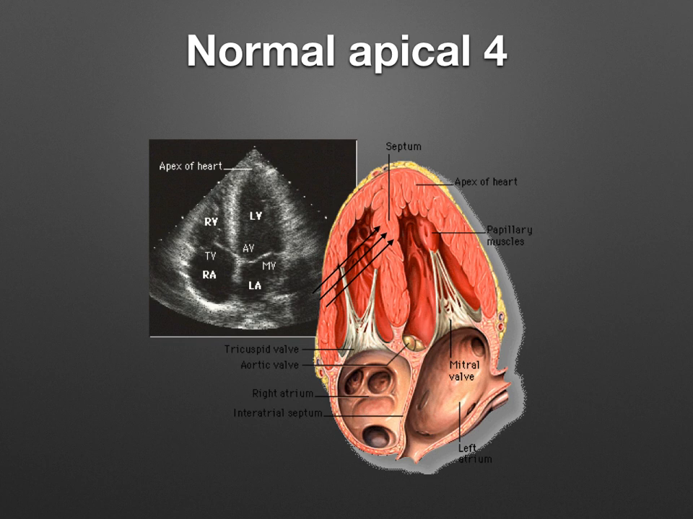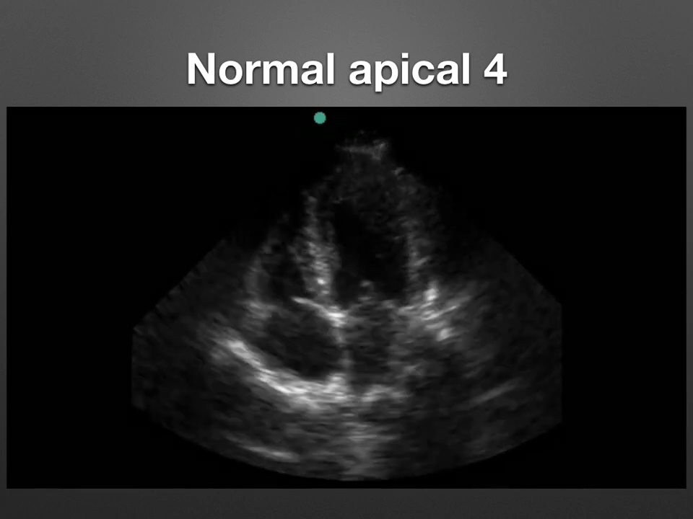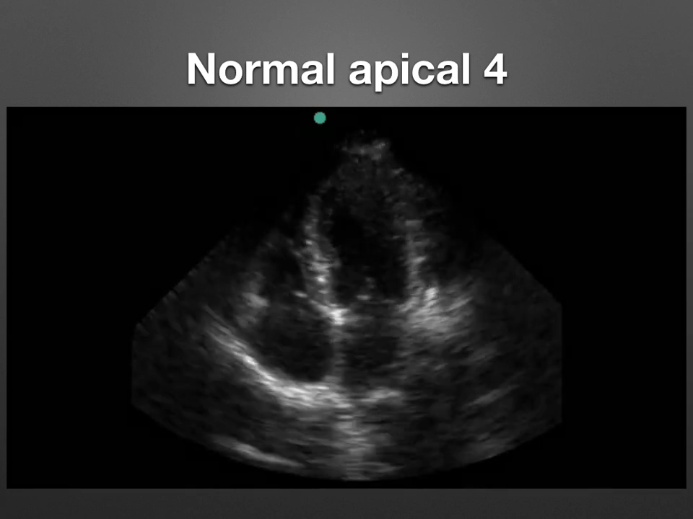So here's what the normal apical 4-chamber view looks like. And you can see it's called the 4-chamber view because it's really the only one in which you get a good view of all 4 chambers. And here's what it looks like in motion.